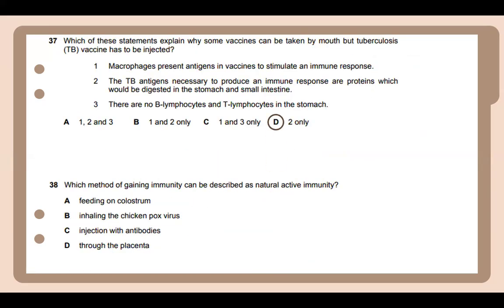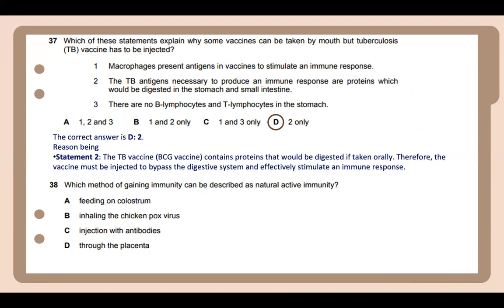Which of these statements explain why some vaccines can be taken by mouth, but tuberculosis vaccine has to be injected? Statement 2. The TB antigens necessary to produce an immune response are proteins which would be digested in the stomach and small intestine. The TB vaccines contain protein that would be digested if taken orally. Therefore, the vaccine must be injected to bypass the digestive system and effectively stimulate an immune response.